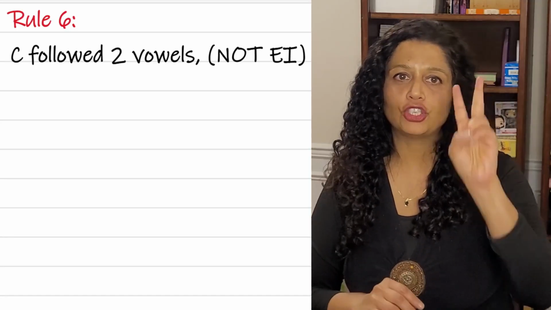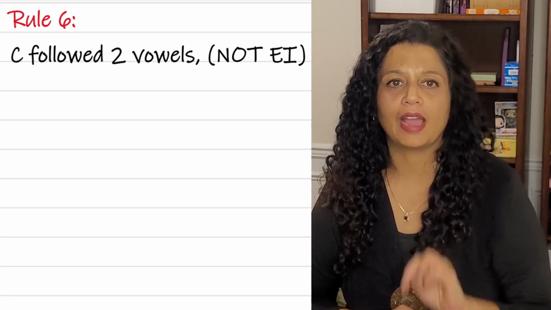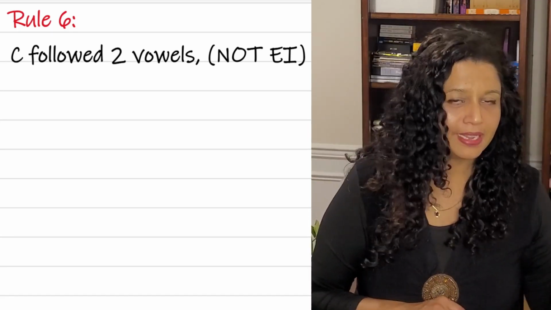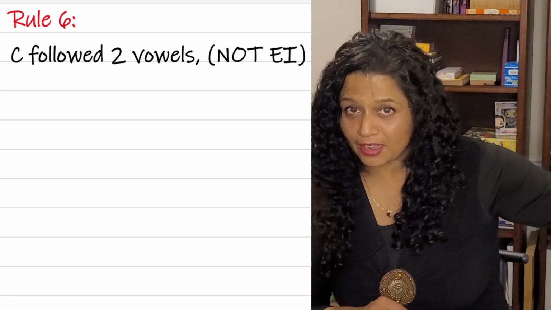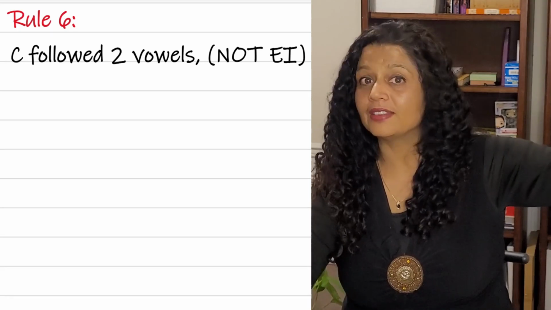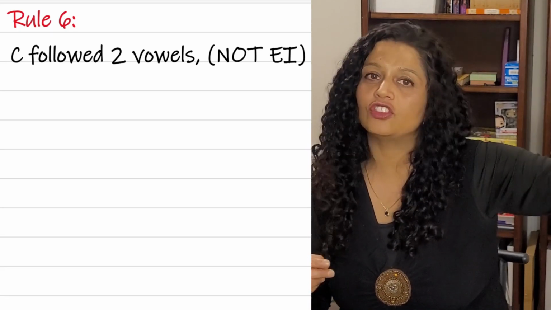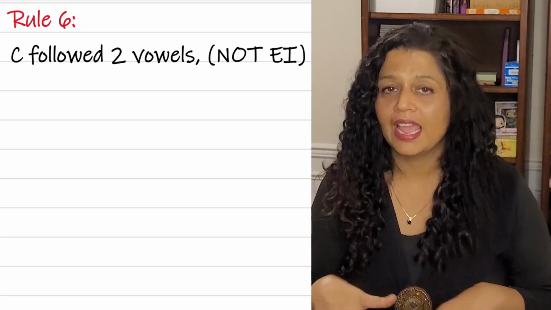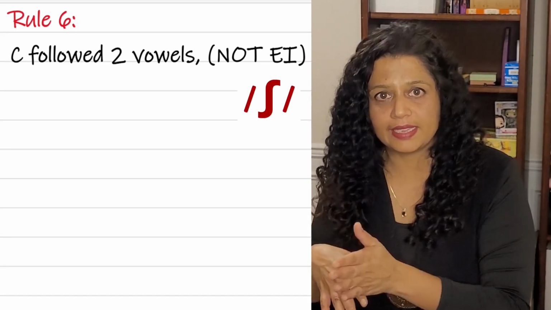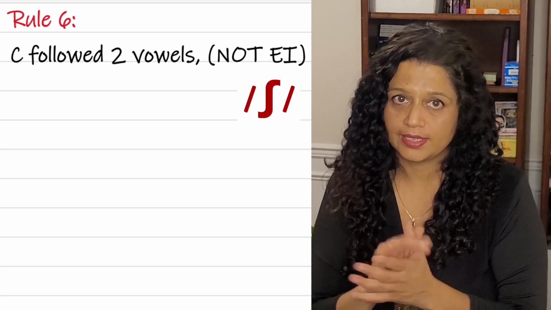So when does the letter C make the sh sound? When it is followed by 2 or more vowels, okay? But they cannot be the EI, because we already talked about EI, which are 2 vowels, but in that particular combination, it makes the S sound. Any other 2 vowels or 3 vowels even together after the C makes the sh sound.